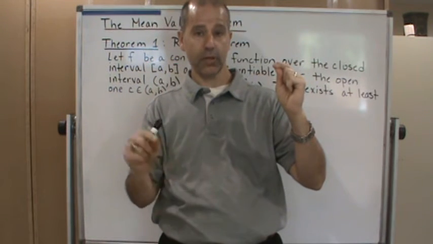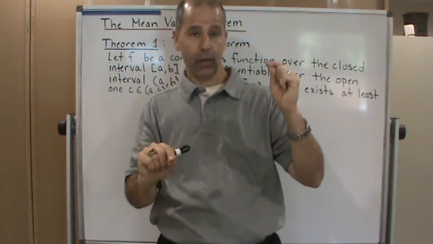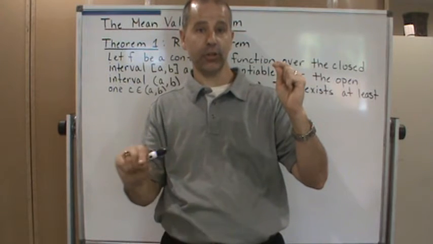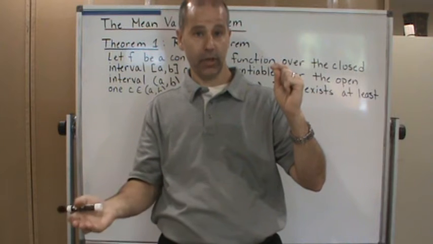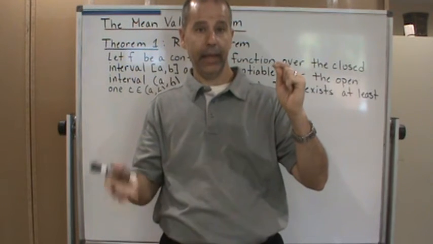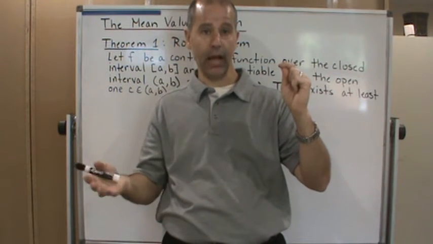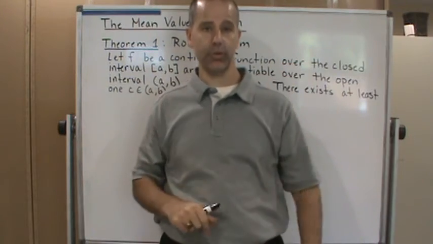And of course, what kind of tangent line do we have when it's a minimum or maximum? It's going to be horizontal. And what's the derivative of any horizontal line? 0. So that's where Rolle's theorem comes in.